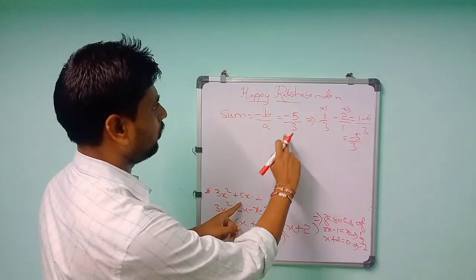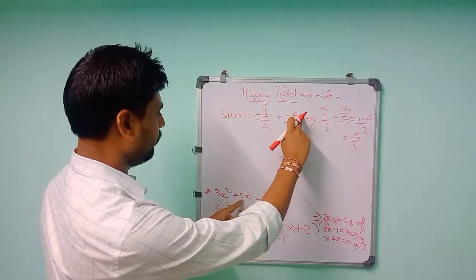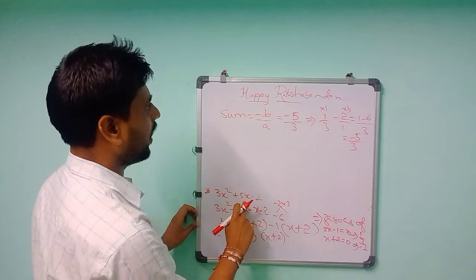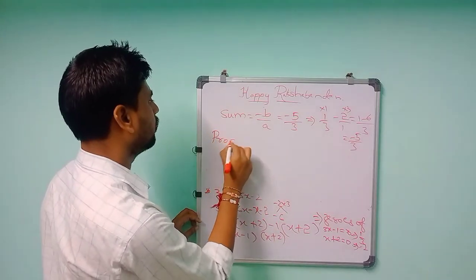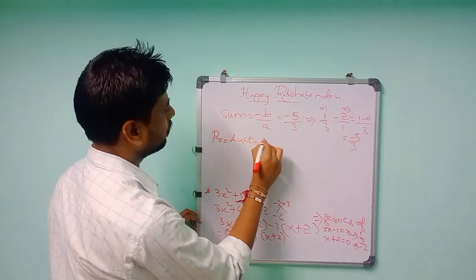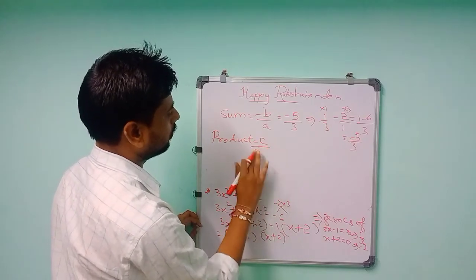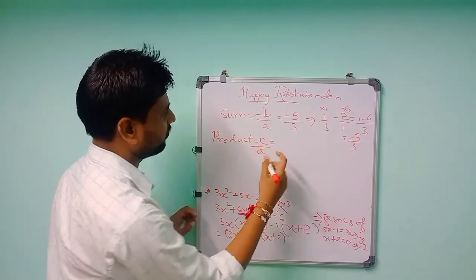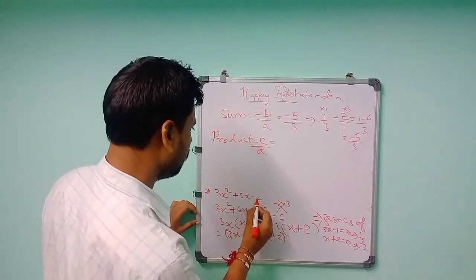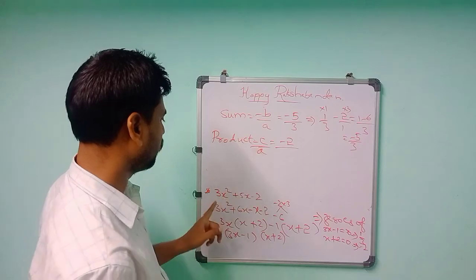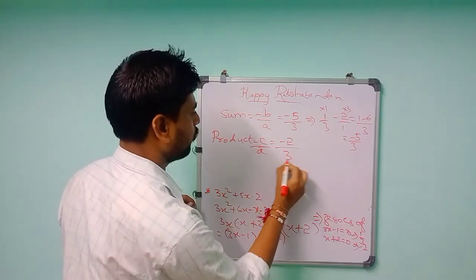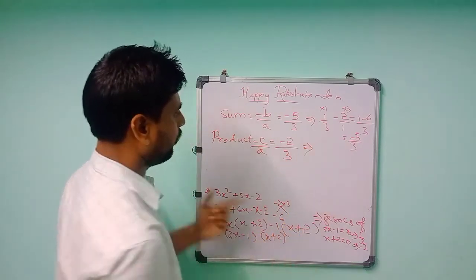So minus the coefficient of x over the coefficient of x square, that is 5. Then for the product, what did I tell? The product is c by a, that means the constant term divided by the coefficient of x square. The constant term here is minus 2, and the coefficient of x square is 3, so it is minus 2 by 3. So it is satisfying. Check it.